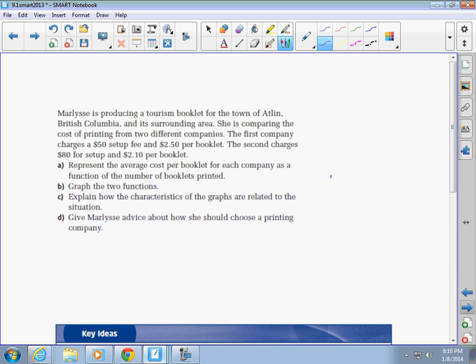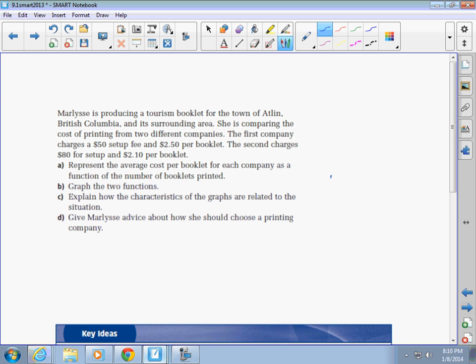Okay, example 5, it says, Marlis is producing a tourism booklet for the town of Atlin, British Columbia, and its surrounding area. She is comparing the cost of printing from 2 different companies. The first company charges a $50 setup fee and $2.50 a booklet. The second charges $80 for setup and $2.10 for a booklet. So it says represent the average cost per booklet for each company as a function of the number of booklets printed. Okay.